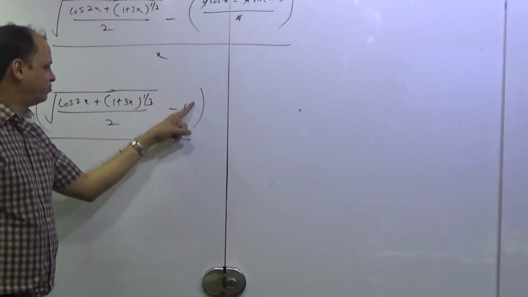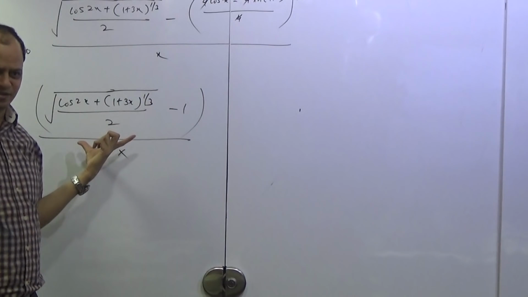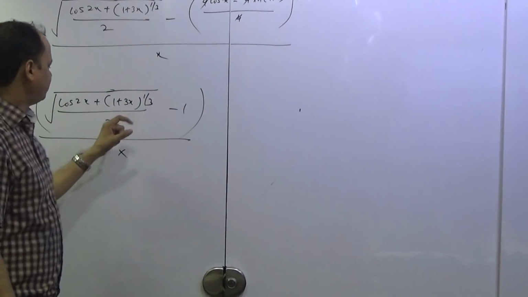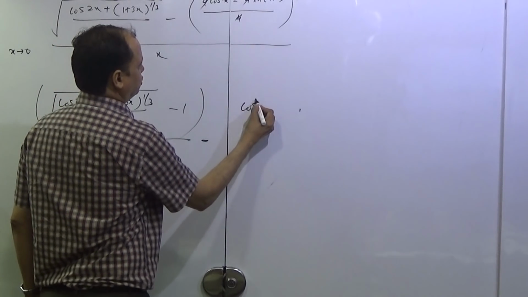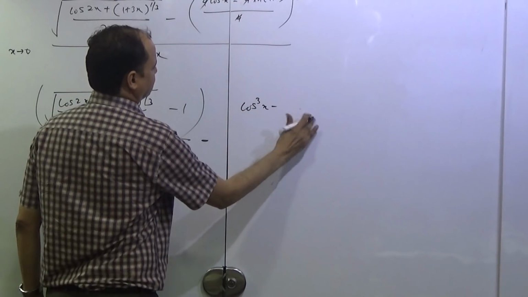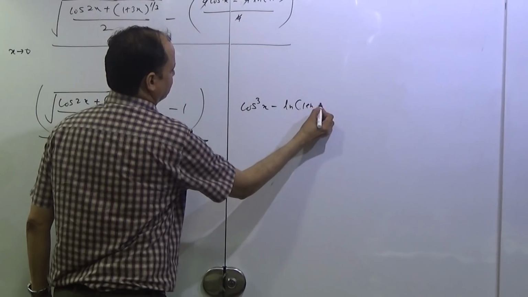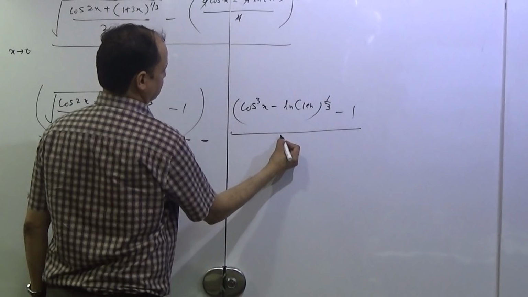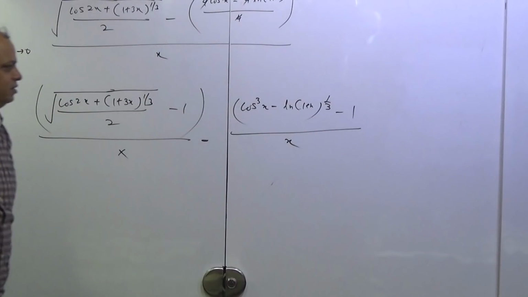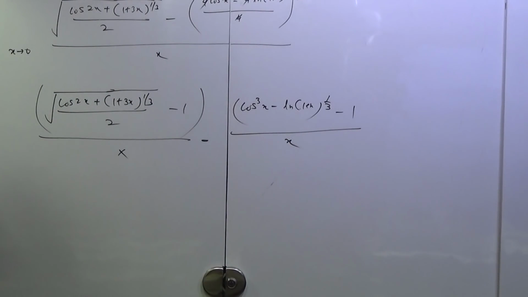I can write it as 1 raised to power half and I can rationalize it. And in the same way, if I am subtracting 1 here, I have to add 1 here. Cos cube x minus ln of (1 plus x) to the power 1 by 3 minus 1, divided by x. Now the question is reduced to 2 questions, which again seems to be difficult but not that difficult actually.